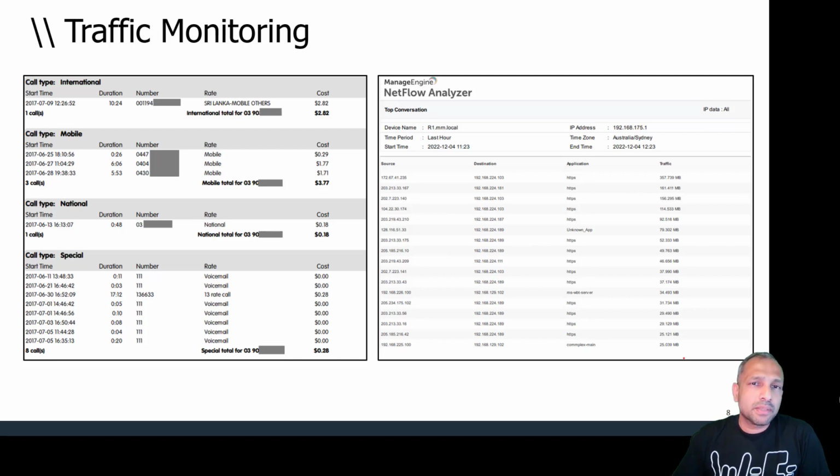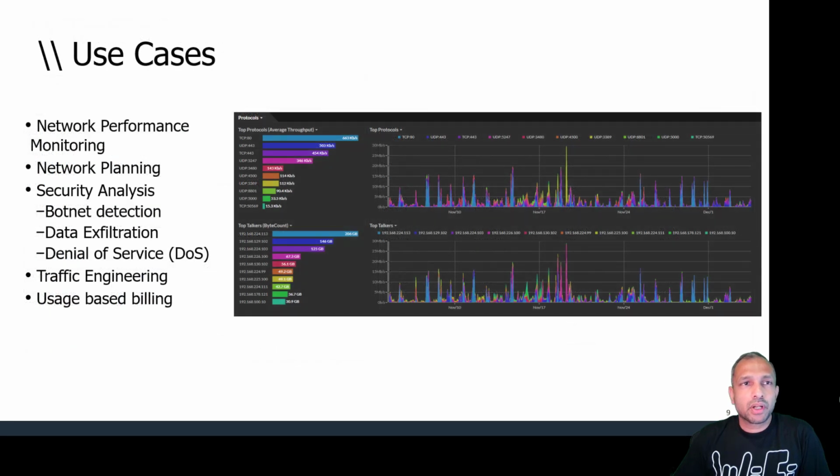So what is the purpose of collecting traffic flow like that? What's the advantage? There are many use cases of traffic monitoring, but looking at some basic examples: if you want to measure the performance of your network, you want to monitor what kind of traffic is going on in your network, whether it is hitting your WAN link capacity, and what the traffic trend looks like. This is called network performance monitoring.